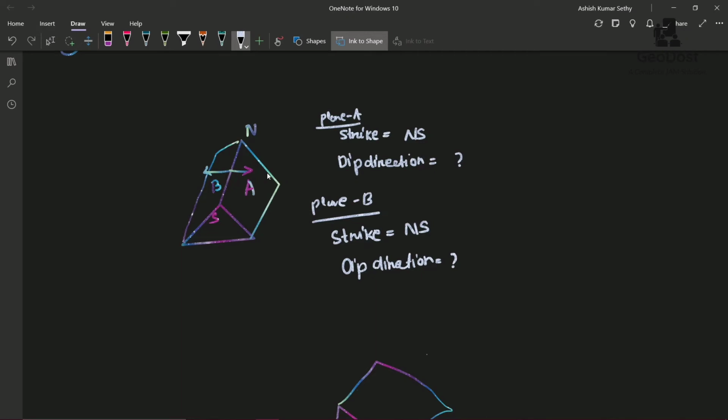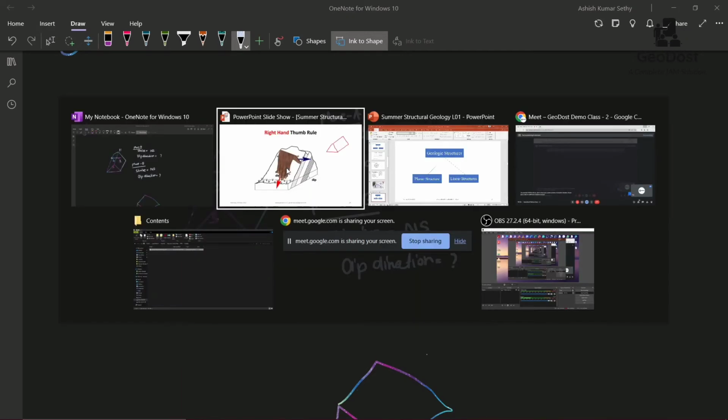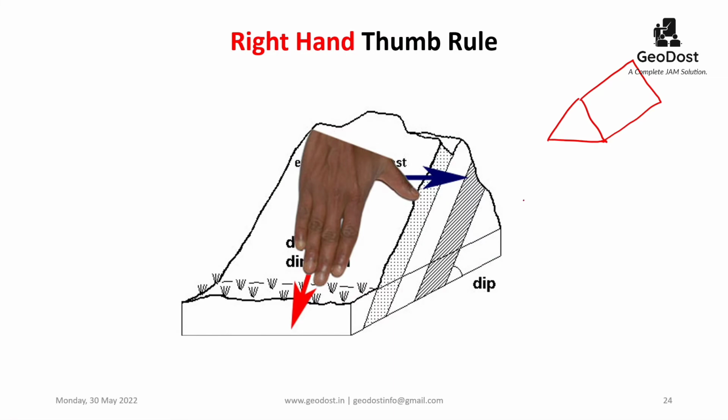ठीक है, तो ये कैसे measure करते हैं? तो there is a rule which is called right hand rule, right hand thumb rule. तो वहाँ पे क्या करते हैं, ये जो angle है strike direction, तो वहाँ पे हमको thumb का, right hand का, not left hand. So always whenever there is a problem, you just have to use your right hand and the thumb direction should be parallel to your strike direction.